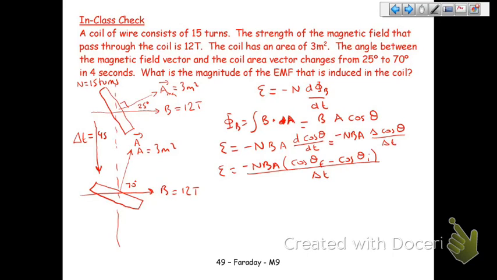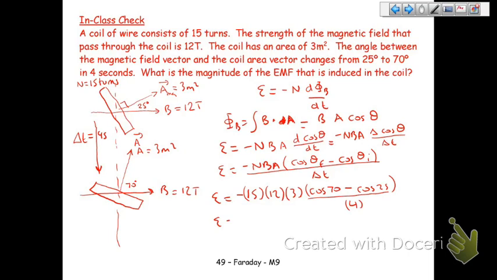So E is equal to minus, let's put some numbers in. So that's n, we said, was 15. B was 12. A is 3. And we do cosine 70 minus cosine 25 over 4.